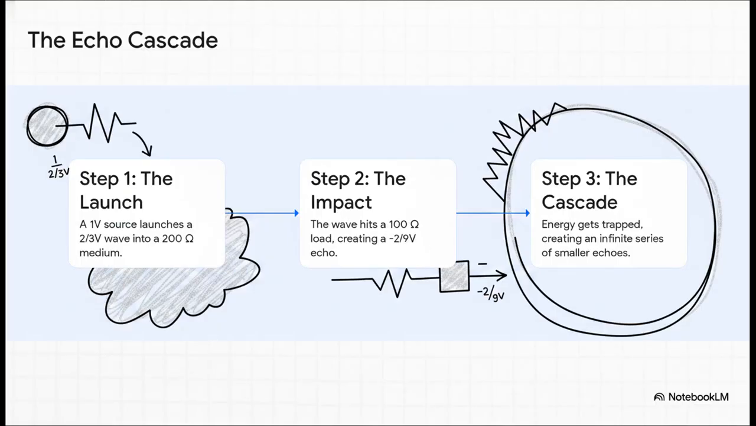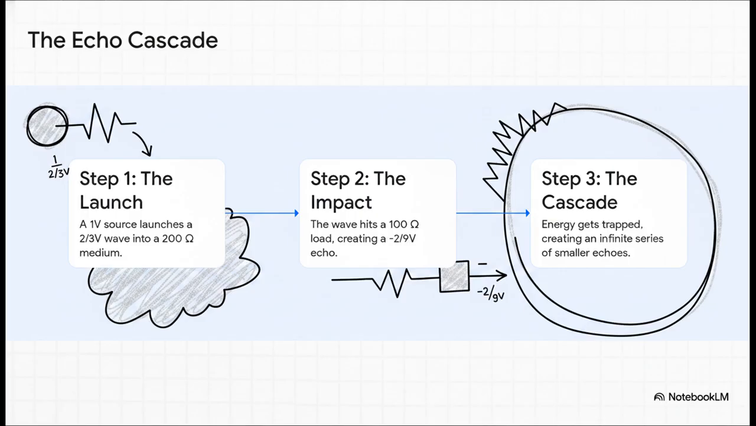Let's walk through a real example to see how this gets out of hand. Imagine a 1-volt source with 100 ohms of its own impedance, trying to send a signal down a 200-ohm medium. The instant it launches, the wave doesn't see the full 1 volt. It sees a voltage divider between the source and the medium, so it only launches 2/3 of a volt.